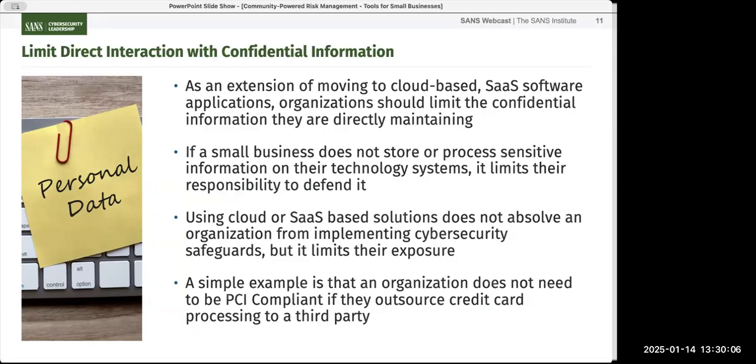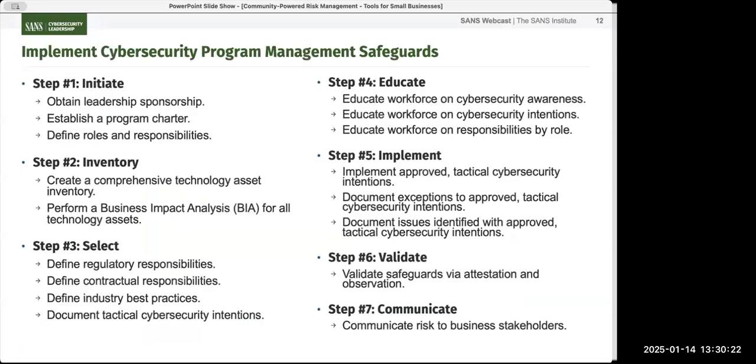So why take on these extra responsibilities? Why not partner with companies that are already doing that? So again, if we limit our direct interaction with confidential information, that by itself gives me an automatic outsourced partner to help with some of these cybersecurity responsibilities.